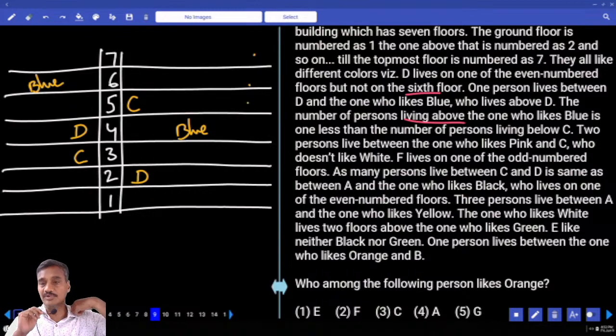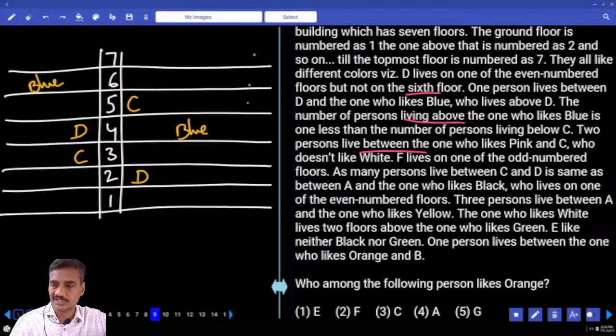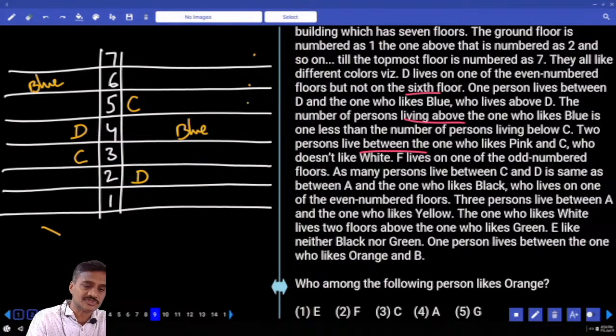Number of persons above blue is 1 less than below C. That means below C there must be more. And next one, there are 2 persons between pink and C. Now between pink and C, 2 people, in the first case it is not possible because pink and blue must be the same. The next one, there are 2 persons between pink and C. Pink and C there must be exactly 2, and 1, 2 pink must be D.